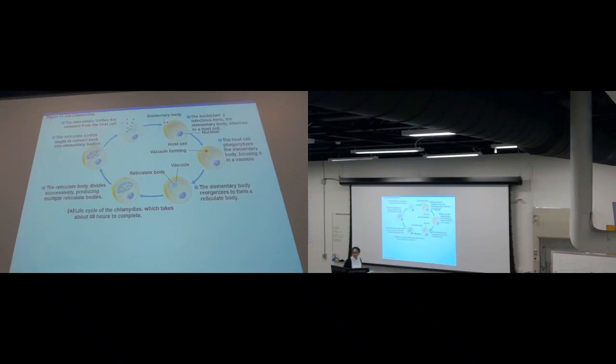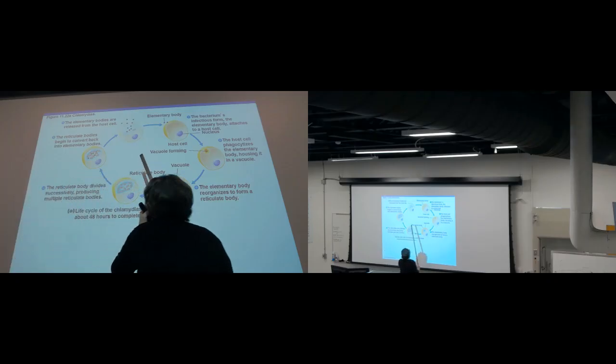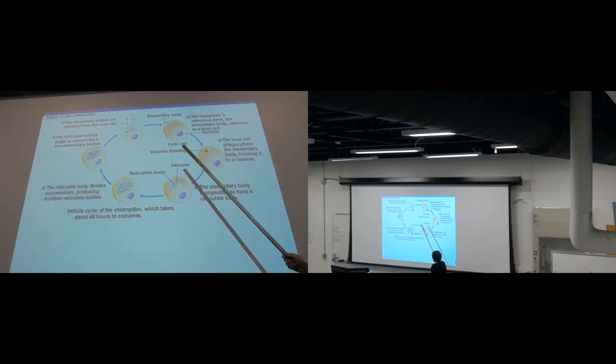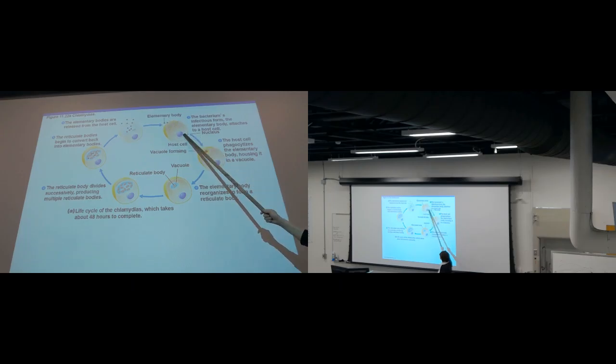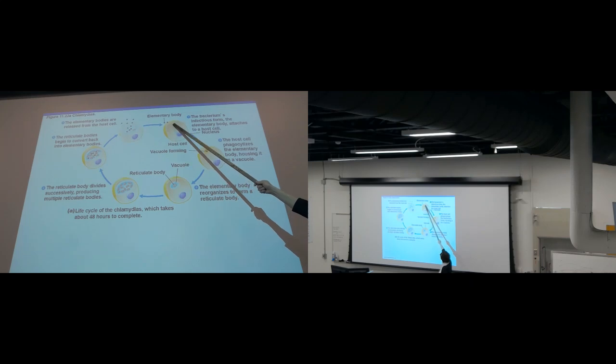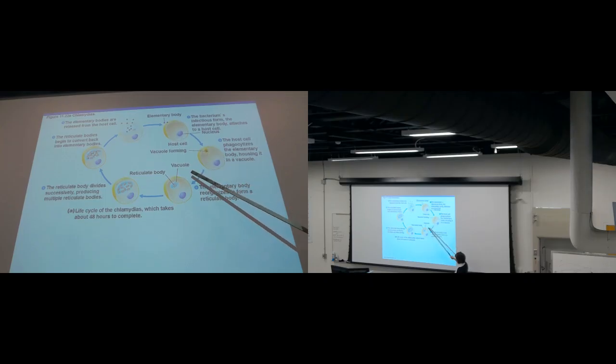And this is the life cycle of chlamydia. Chlamydia has an infective structure that is called the elementary body. The elementary body binds to the plasma membrane of the host cell, and this will be endocytosed, so you will have a vacuole with this elementary body, and then this elementary body will reorganize to form a reticulate body, which is larger than the elementary body, as you can see.